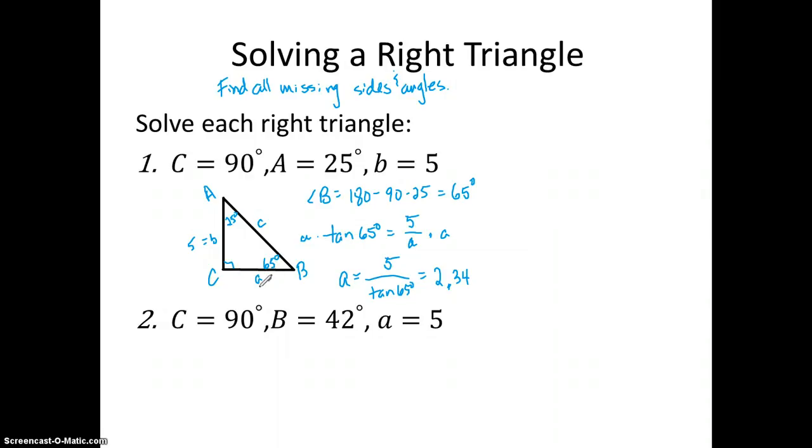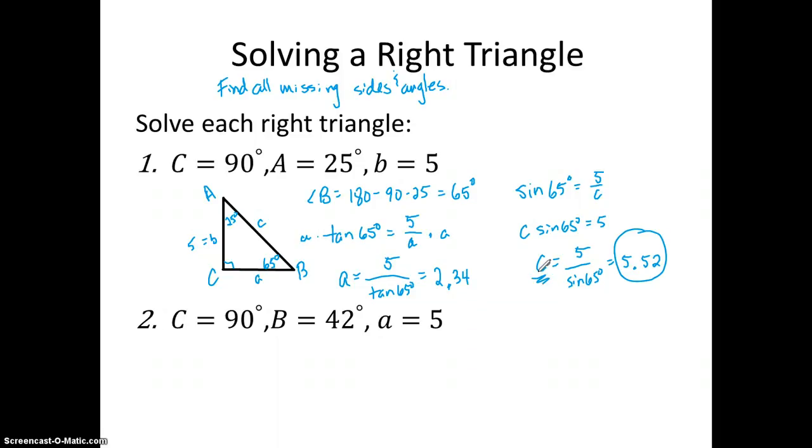We can use Pythagorean theorem if we wanted to, but I'm going to continue using trig. So now I'm going to go opposite over hypotenuse. Opposite over hypotenuse is the sine. So multiply both sides by c, and then divide. Okay, and then again I'm going to plug that in my calculator. 5 divided by sine of 65. And I'm going to get about 5.52. Okay, and that's it. So I've solved.